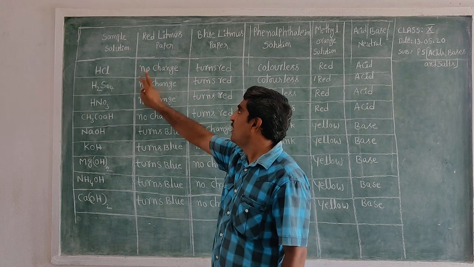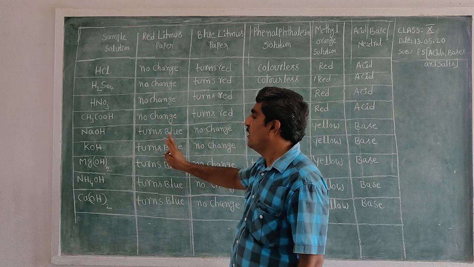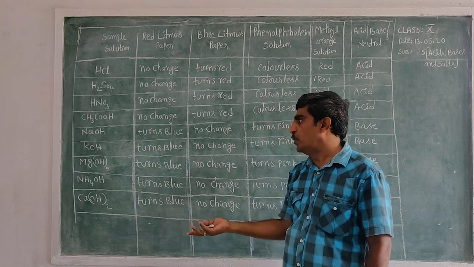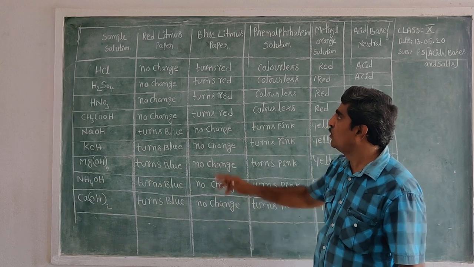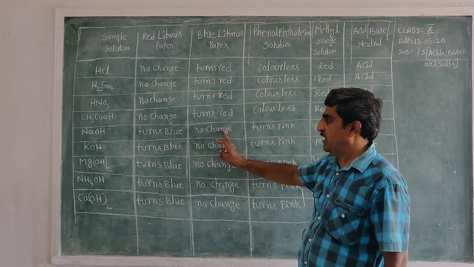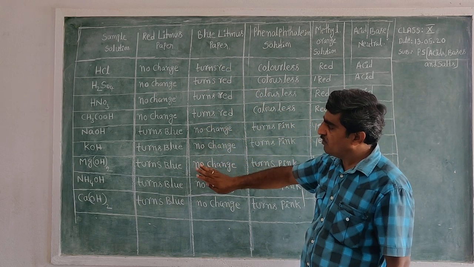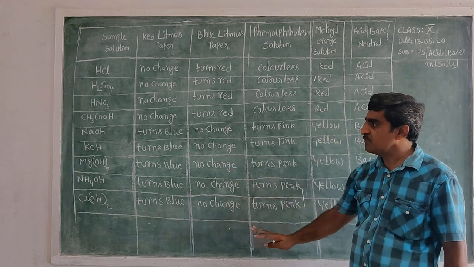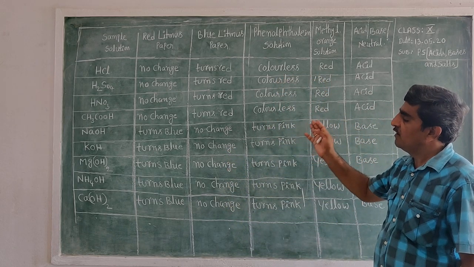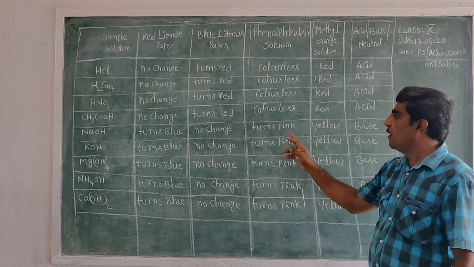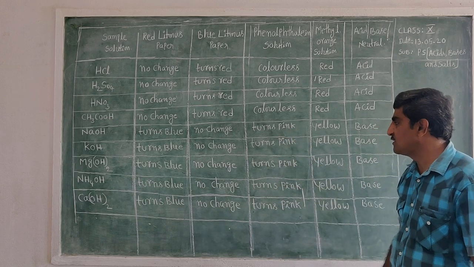The given sample is tested with red litmus paper. Red litmus paper turns blue. The given sample tested with blue litmus paper shows no change. The given sample tested with phenolphthalein solution turns pink.